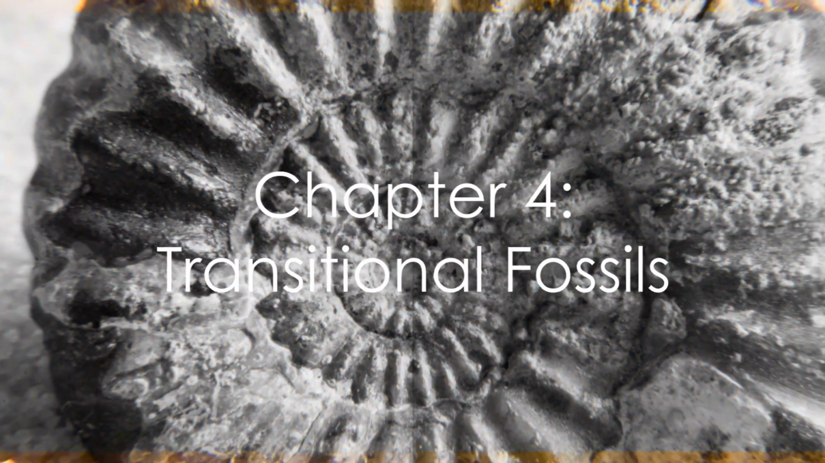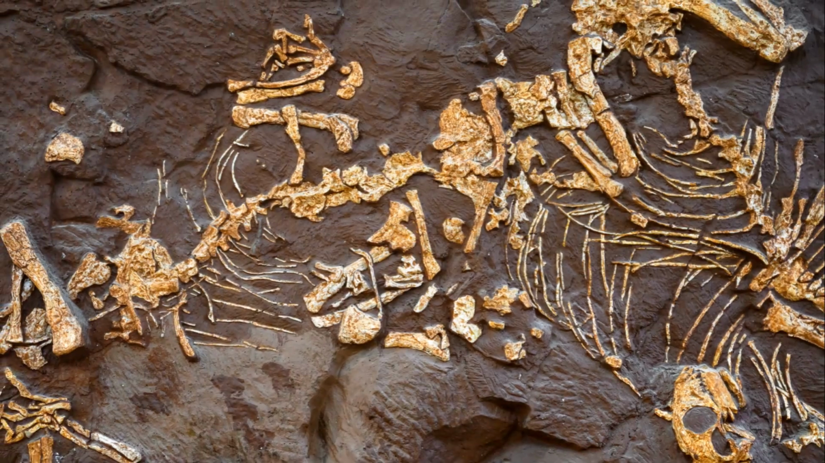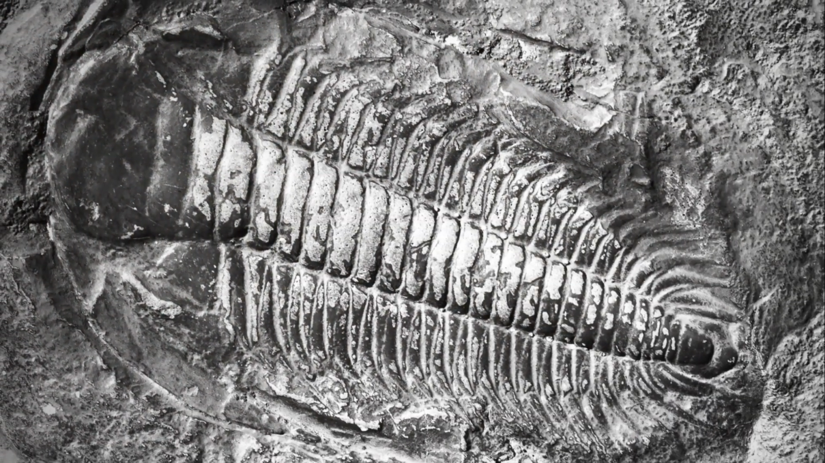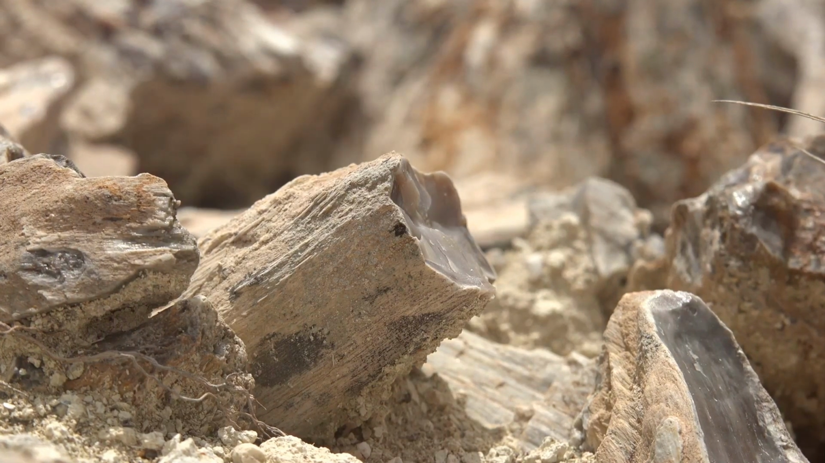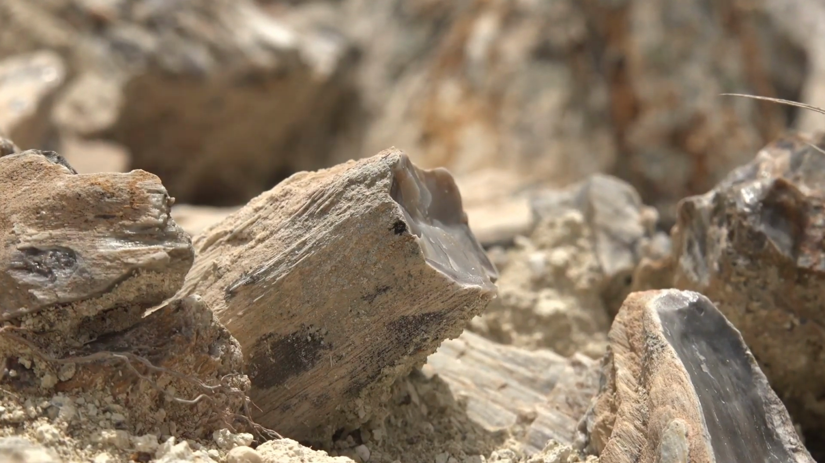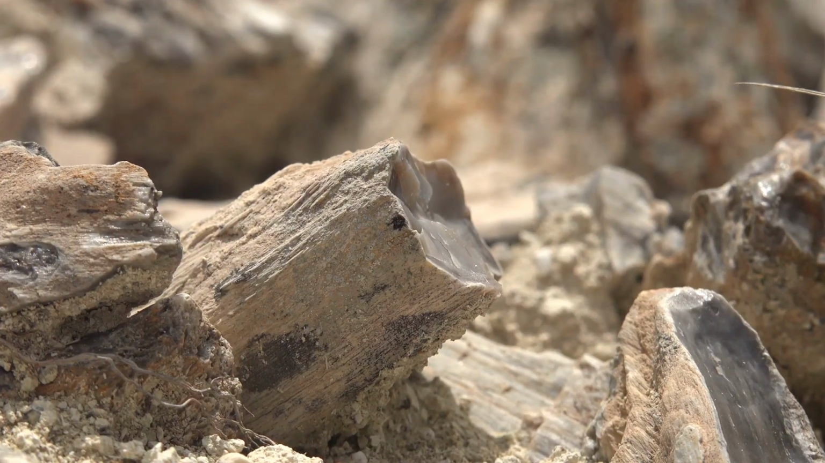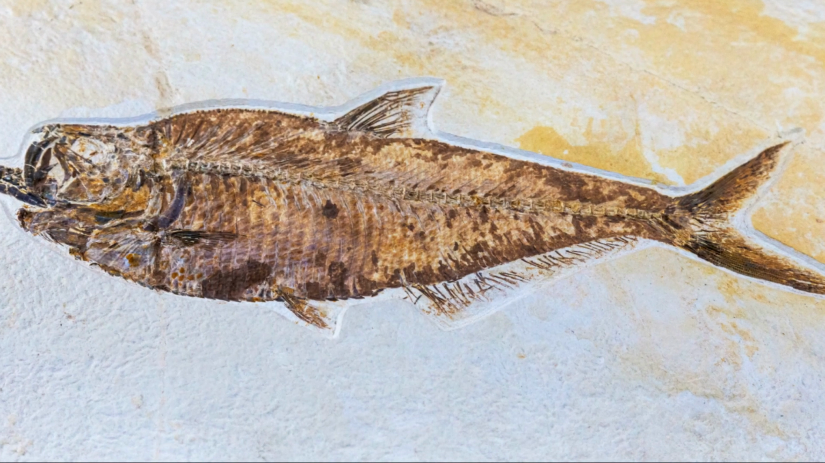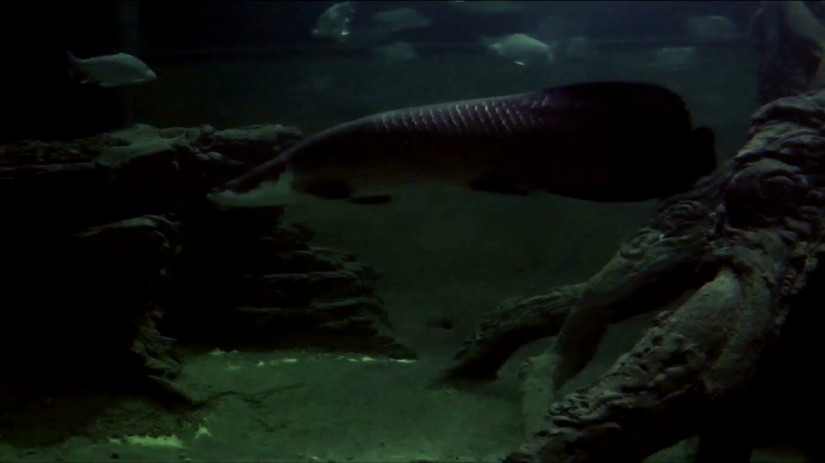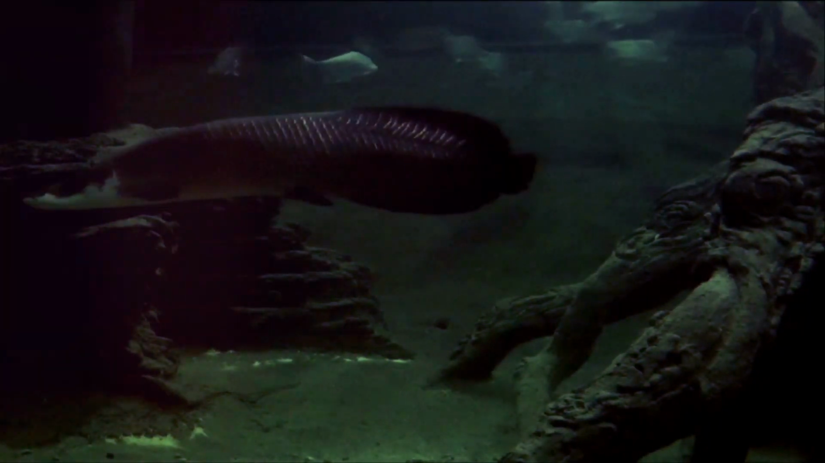Chapter 4. Transitional fossils. Transitional fossils, often dubbed the missing link, are fossilized remains of life forms that exhibit traits typical of both its ancestor and its derived descendant. They are like snapshots of biological evolution, providing direct evidence of gradual transformations over millions of years. For instance, fossil lungfish show features of both fish and early land-dwelling creatures. Such a fossil bridges the gap between aquatic and terrestrial life.